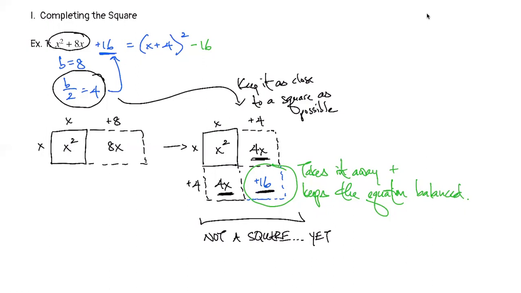So hopefully this was helpful. If it was confusing, don't worry about it. You can still get by with the process, but for those of you who are maybe wondering why we cut it in half and why we square it, this is a little visual for why, okay?